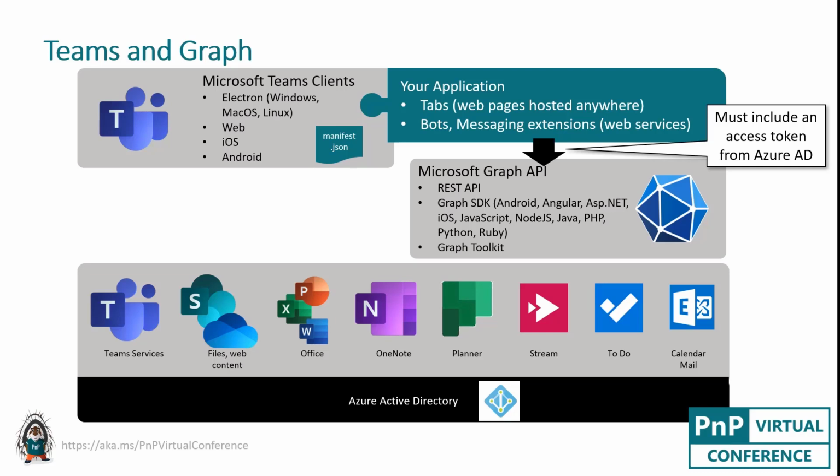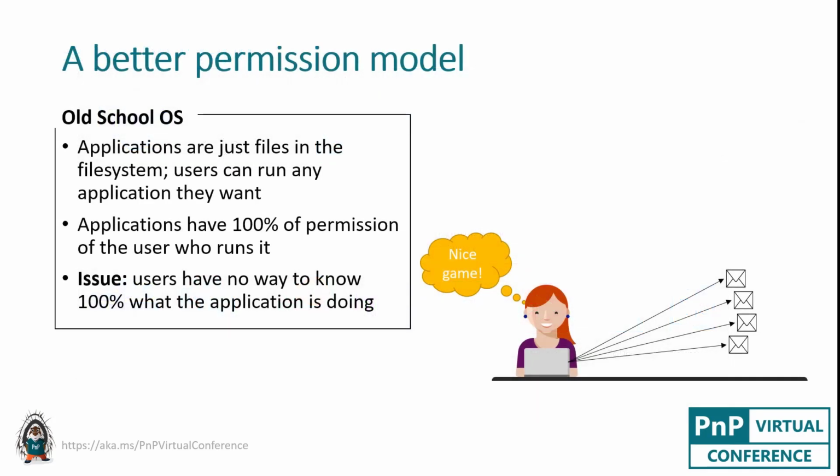So in order to explain this better, let's take a step back and look at the old school permission scheme that most operating systems have. In fact, the computer in your laptop bag or on your desk probably still supports this old model. Applications are just files in the file system. Users can run any application they want, and the applications run with that user's permission. The problem with this approach is that the user has no way of knowing exactly what the application is doing.